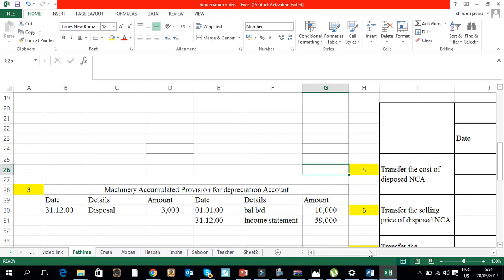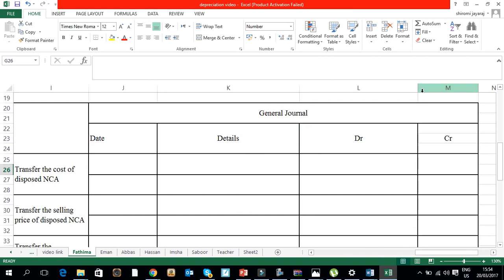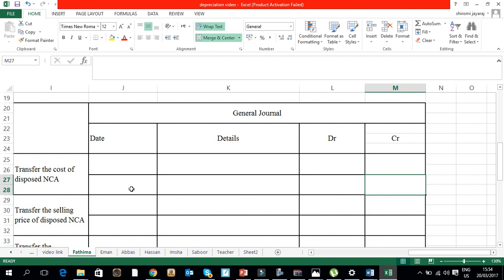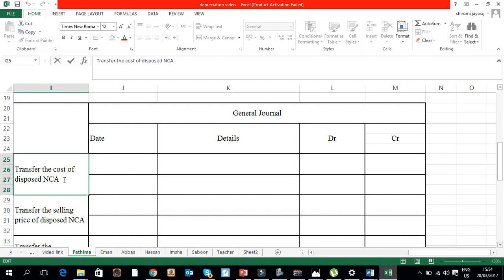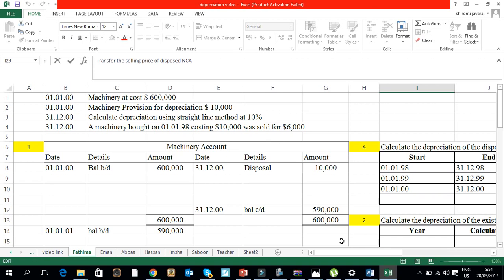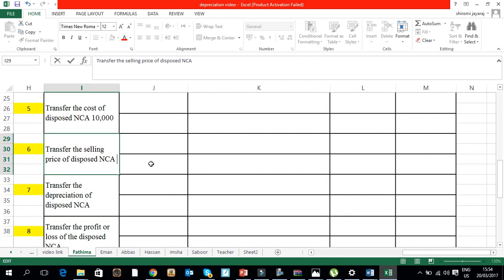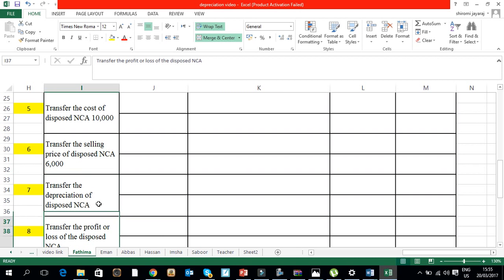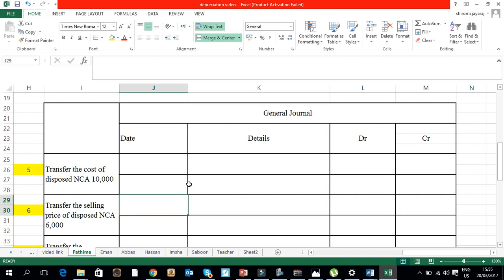Now let's finish the double entry for the disposal. Transfer the cost of disposed NCA. And what is the cost of NCA? As per the question, it is 10,000. And what is the selling price of NCA? Let's move into the question. It's 6,000. Let's enter that value. 6,000. And what was the calculated depreciation for disposal? Which is 3,000.